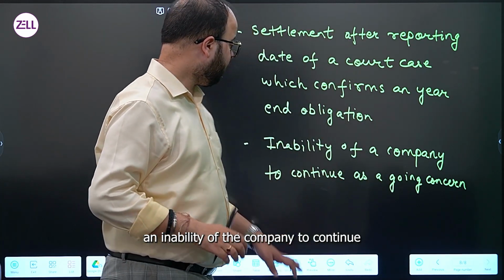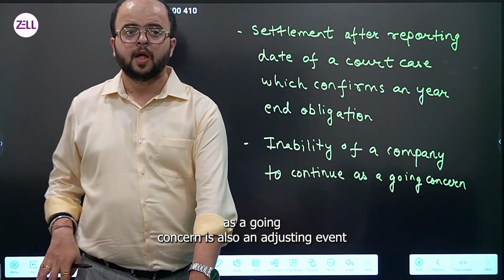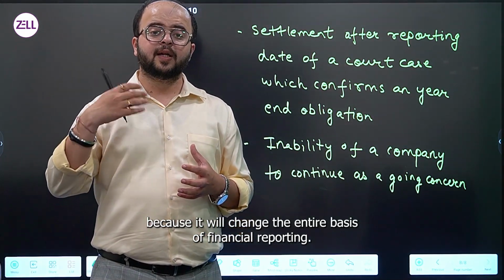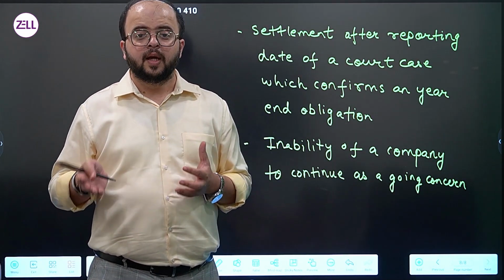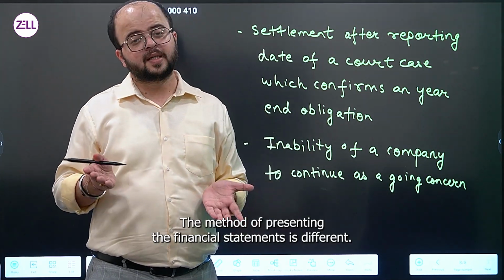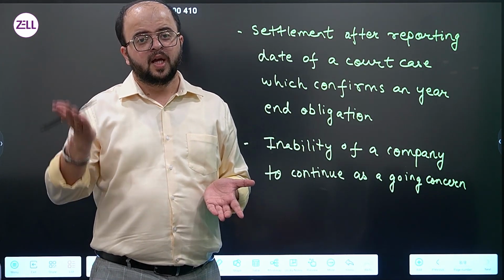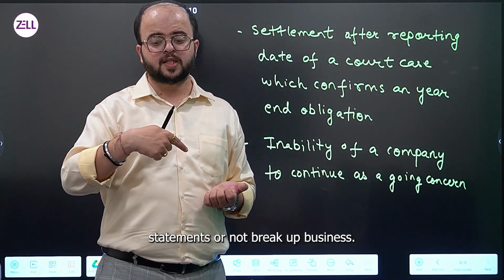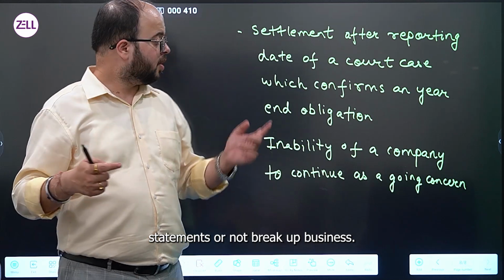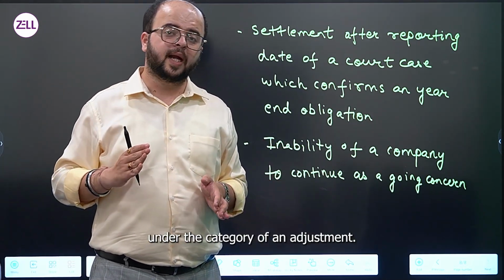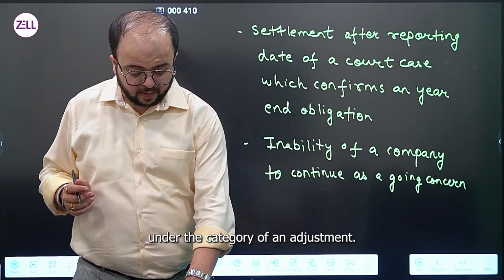Inability of the company to continue as a going concern is also an adjusting event because it will change the entire basis of financial reporting. Under the going concern basis, the method of presenting the financial statements is different. If the company is not a going concern, then you have to present the financial statements on a breakup basis. So that is also an adjusting event.